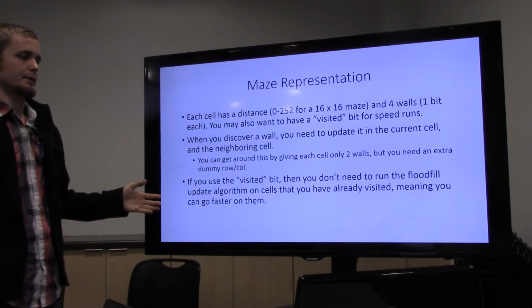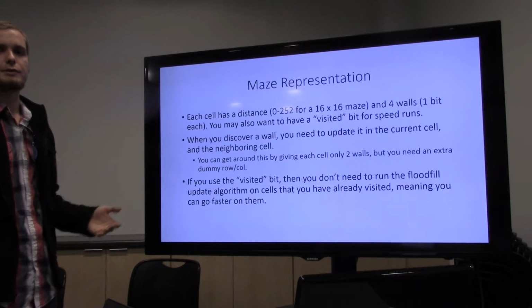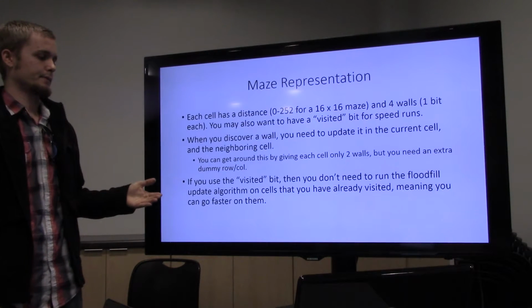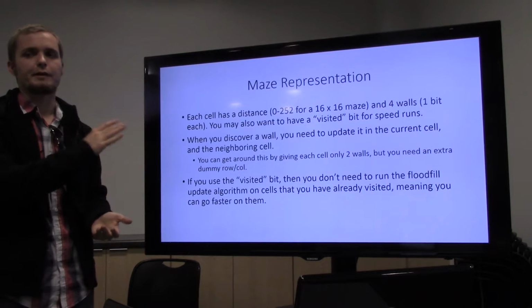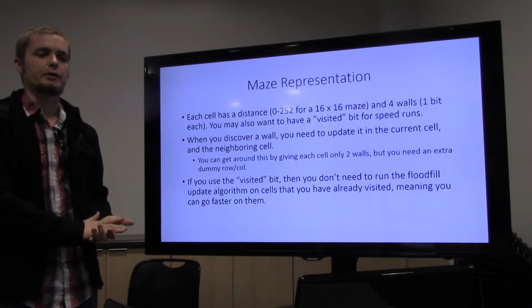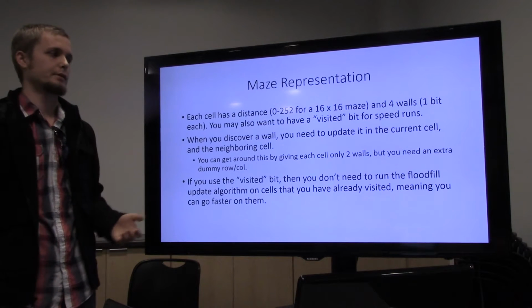And then if you use the visited bit, that allows you to do a speed run. So if you've already visited a cell, you don't need to run your Floodfill algorithm again. You know where to go and everything.